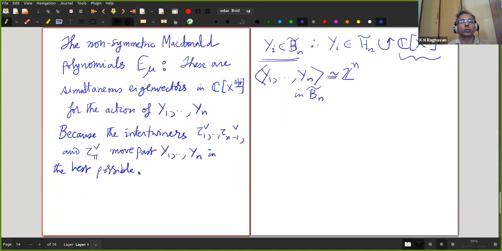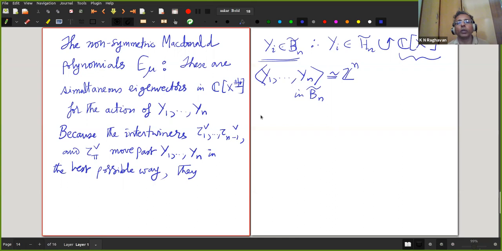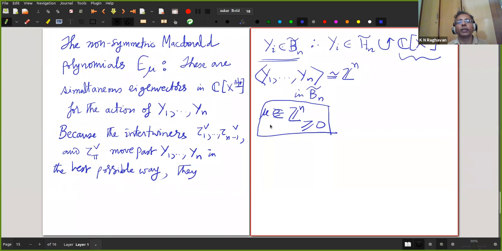Sorry, and the mu here are all mu in Z^n? They are, I guess, but we will do it only for mu bigger than or equal to. So mu is in Z^n. This will be our... We will define E_mu for this. But I suppose you can do it for others as well. You can do it for all of them.